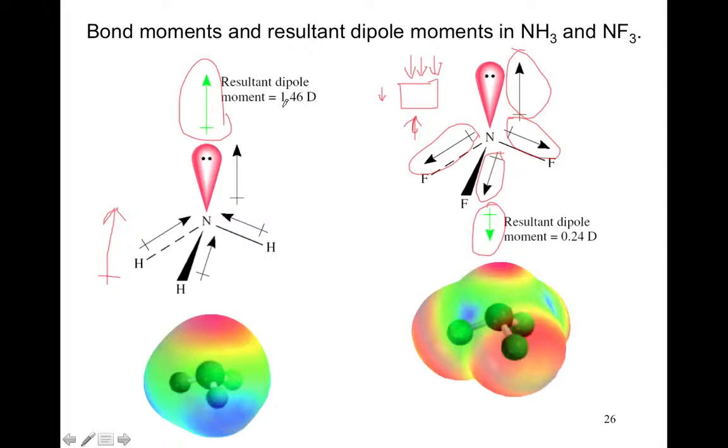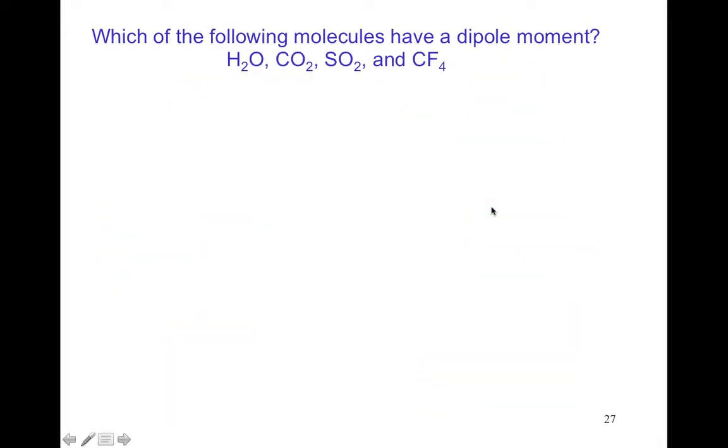So here you can see 1.46, 0.24. Is it polar? Sure it is, but not as polar as this one. And you can see in the space filling model, we've got red, we've got red, we've got red. So it's a little bit trickier, but you can still figure out the arrow if you take your time. So which of the following have a dipole moment? Well, you can take a minute and draw, and you'll figure it out pretty quick.